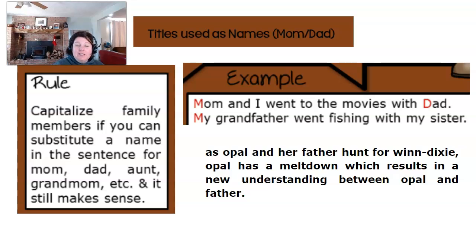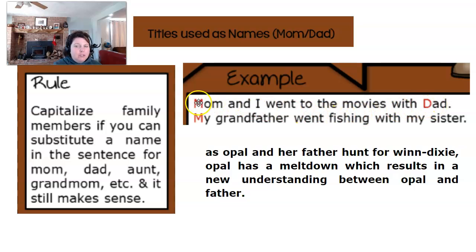This standard is about capitalization. So let's take a look at capitalizing titles used as names, like mom and dad. The rule is: capitalize family members if you can substitute a name in the sentence for mom, dad, aunt, grandmom, etc., and it still makes sense. For example, mom and I went to the movies with dad.